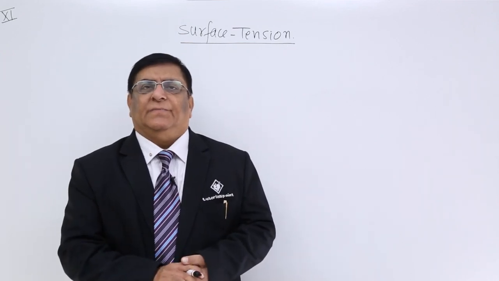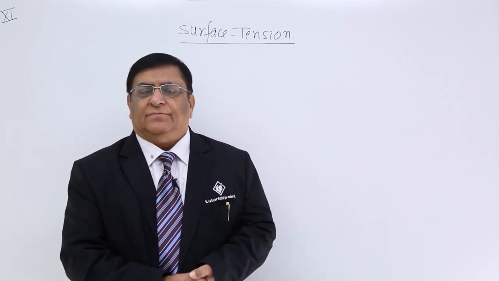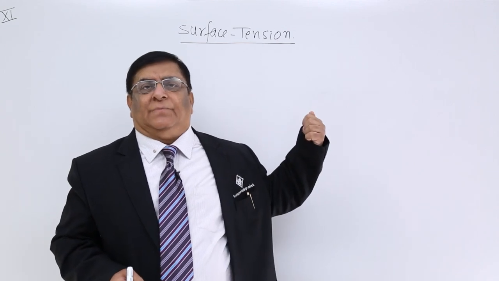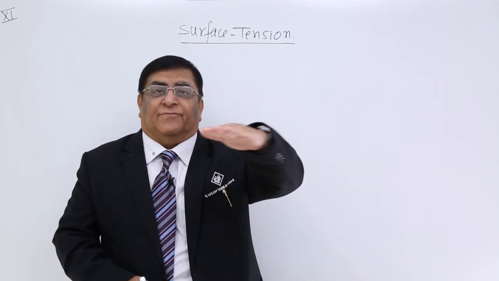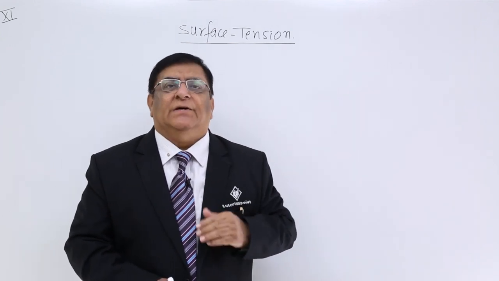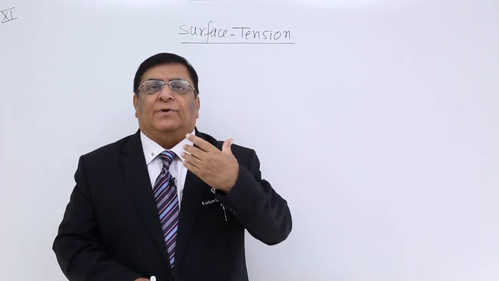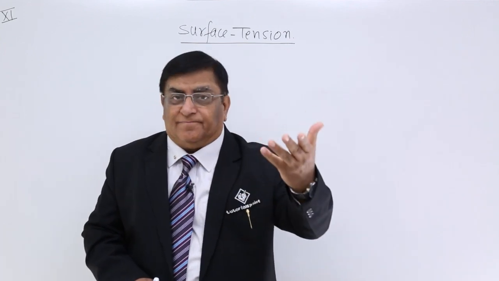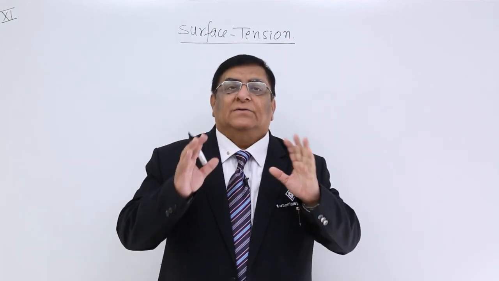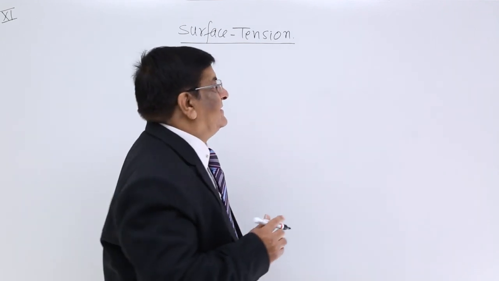Surface tension is another property of the liquid, and as it appears by the name, this property is exhibited on the surface. What is meant by surface? Surface is the interface between liquid and other medium. Other medium may be air. That is what generally it is.